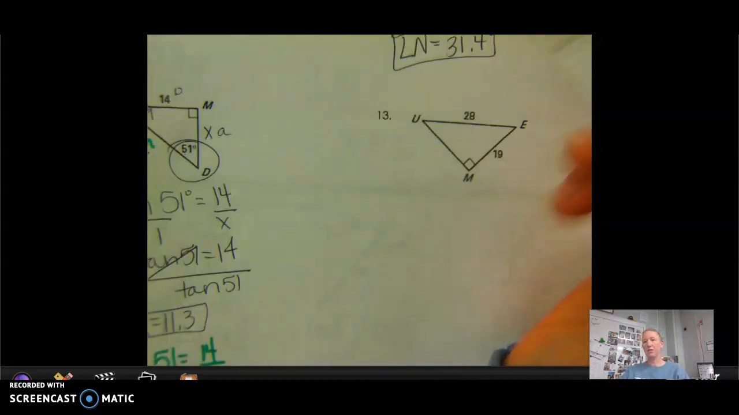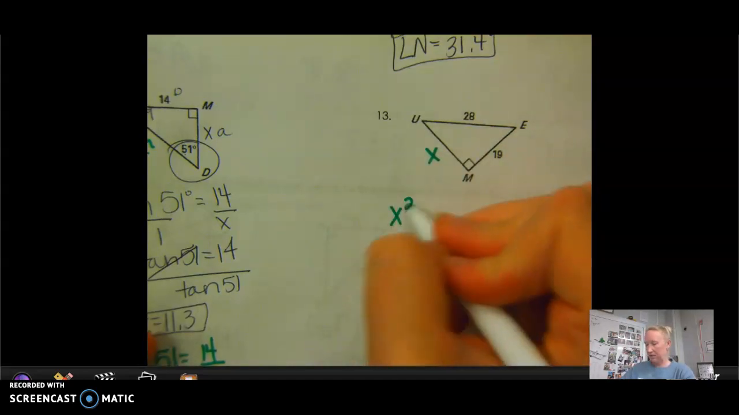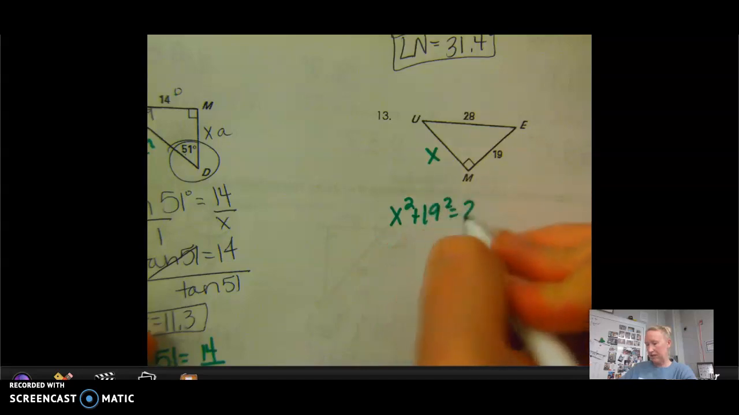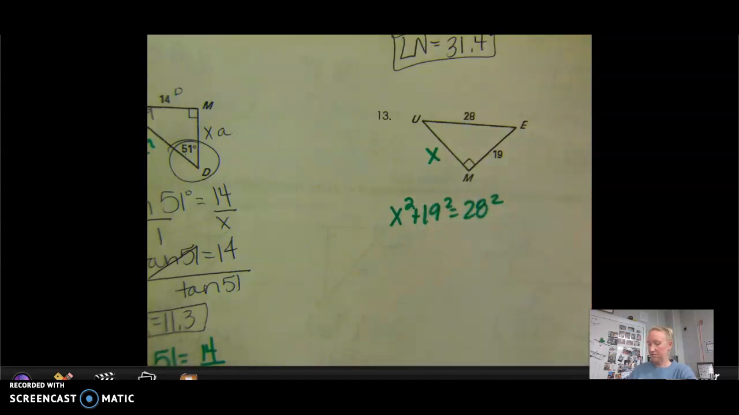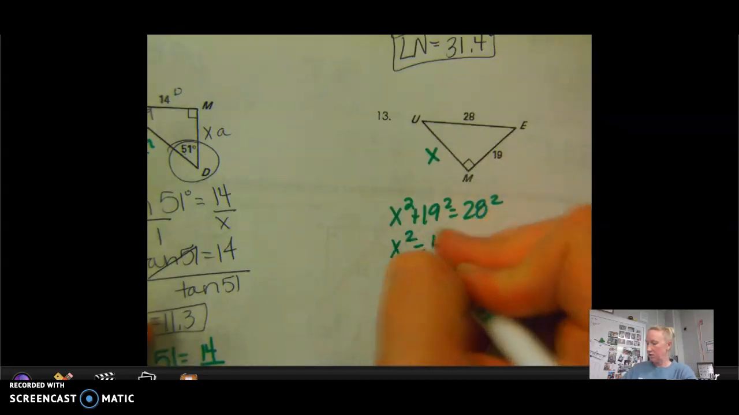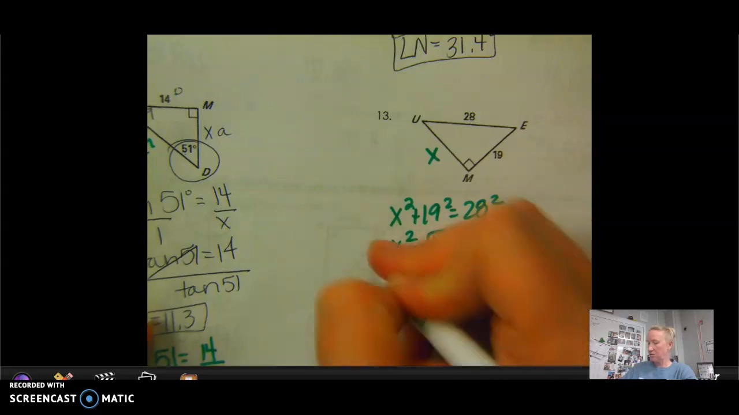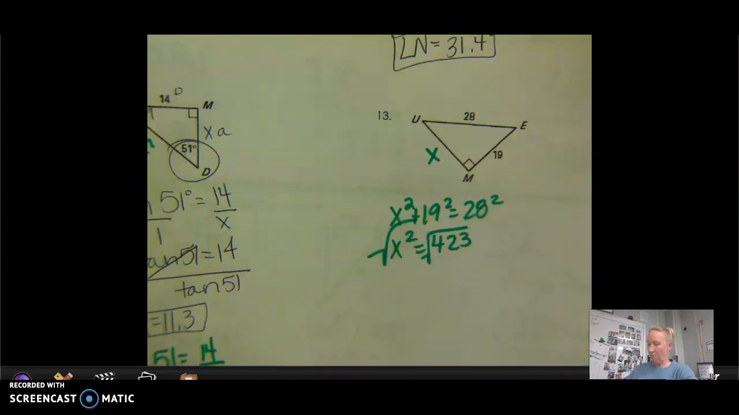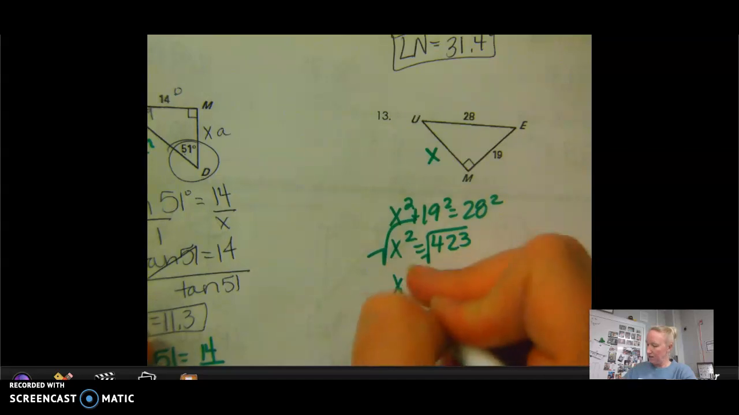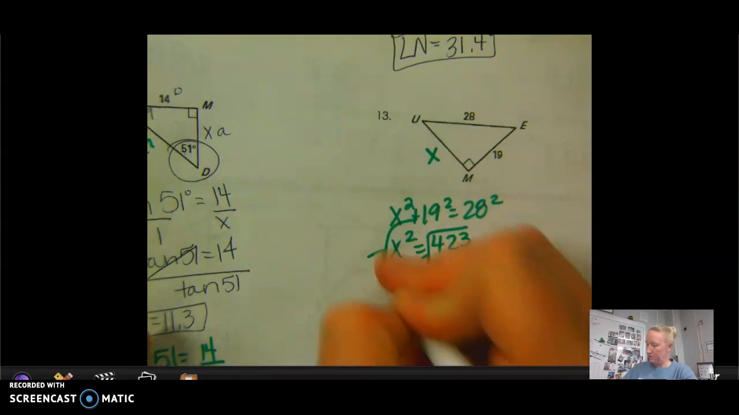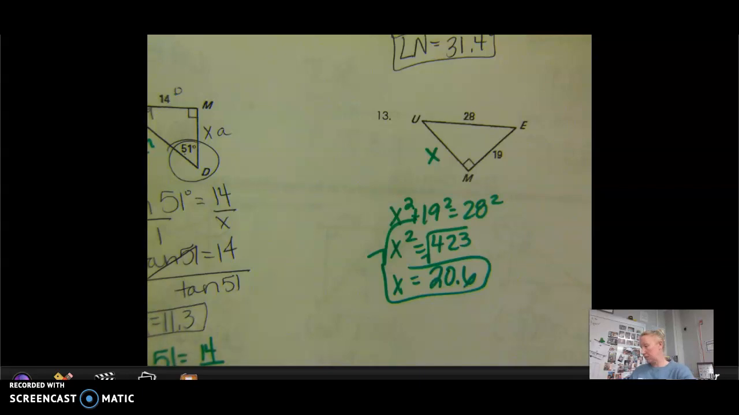Okay, number 13, I'm going to use Pythagorean theorem to find this side length. So I'm going to do x squared plus 19 squared equals 28 squared. So really that's doing 28 squared minus 19 squared on my calculator. I get x squared equals 423. Square root. I get x equals 20.6. So that side length is 20.6.